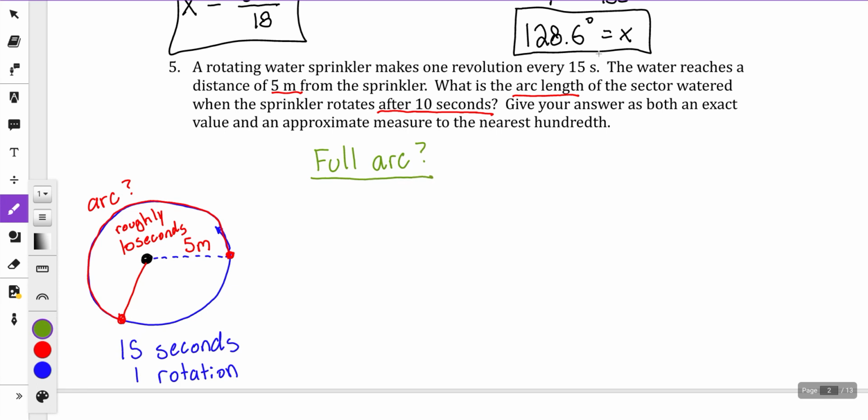Arc length is on your formula sheet. So if you look on your formula sheet, I think it's right at the bottom. Oh, maybe I'm wrong. Maybe it's on the top. Yeah, it's on top. Top left. So your arc length formula is right there. It says that your angle equals your arc length over your radius.